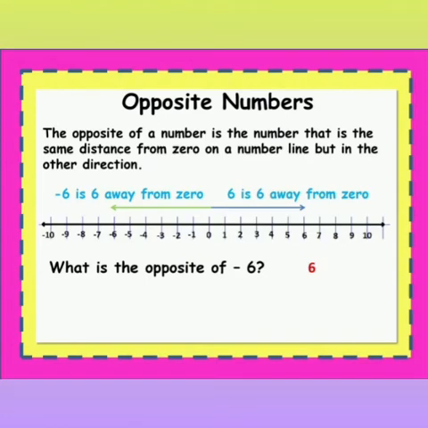Opposite numbers. What is meant by an opposite number? The opposite of a number is the number that is the same distance from 0 on a number line but in the other direction. For example, -6 is 6 units away from 0 and +6 is 6 units away from 0. So -6 is 6 units away from 0 and +6 is also 6 units away from 0.